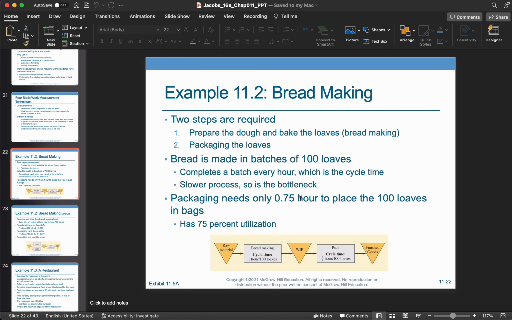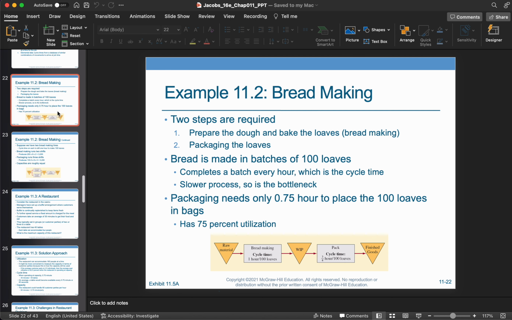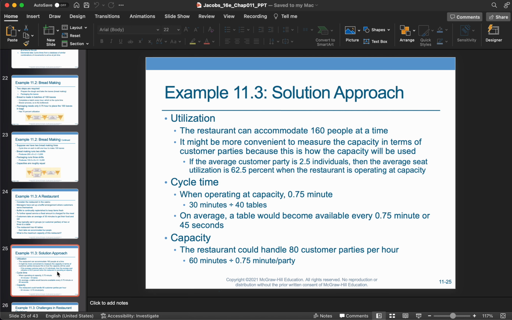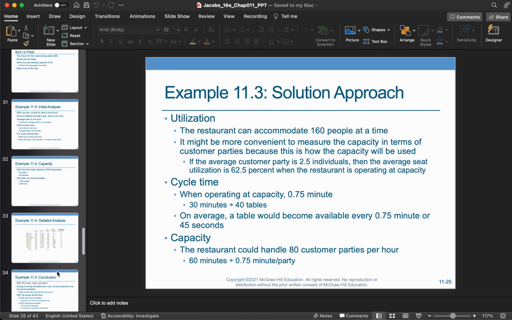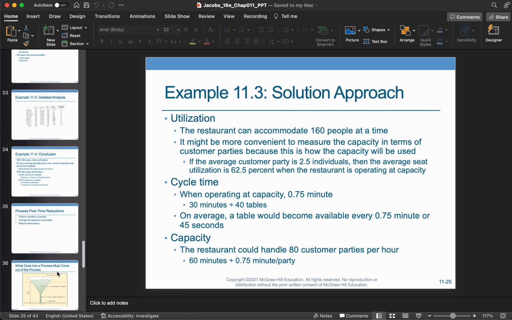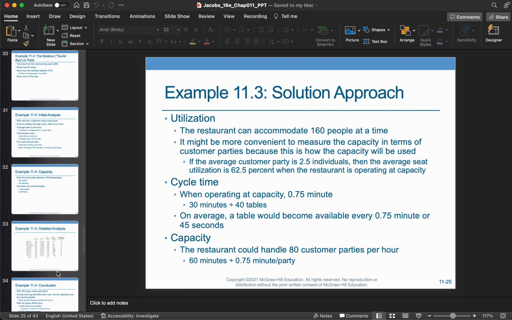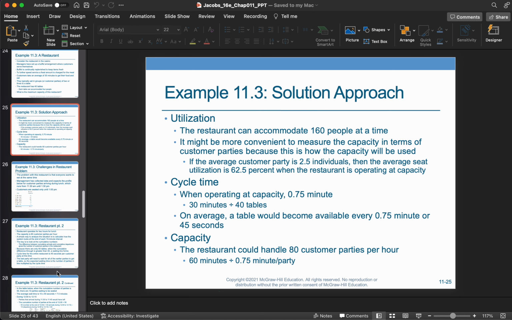What I want to talk about next is how you actually do process analysis. How do you calculate these metrics that we keep talking about? In the next video, we will look at a bread making example and a restaurant example, and solve some basic problems. We'll talk about process analysis, process capacity, and all of those things. Okay, that's in the next video.